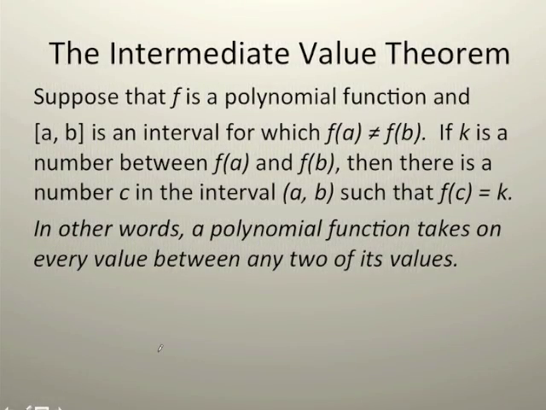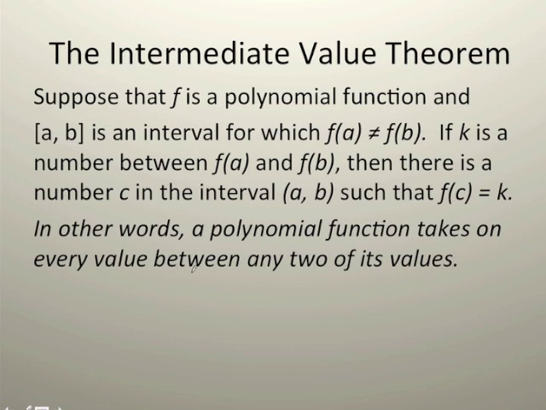The intermediate value theorem is an important theorem when it comes to graphing polynomial functions. It says, suppose f is a polynomial function and [a, b] is an interval for which f(a) does not equal f(b). If k is a number between f(a) and f(b), then there is a number c in the interval between a and b such that f(c) would equal k.